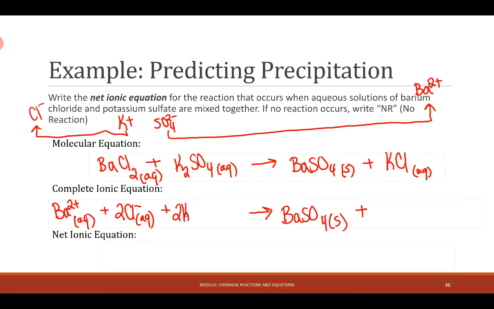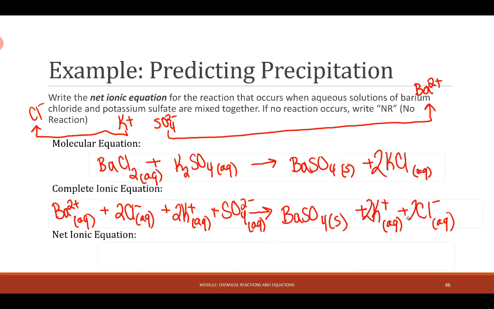Then I will have 2 potassium ions and 1 sulfate anion. And my states of matter match what they are above. Now I have K and Cl. And so now I've written my complete ionic equation. To write my net ionic equation, I look and I cancel out any spectators. Oh, I didn't balance, did I? Always good to catch that earlier.